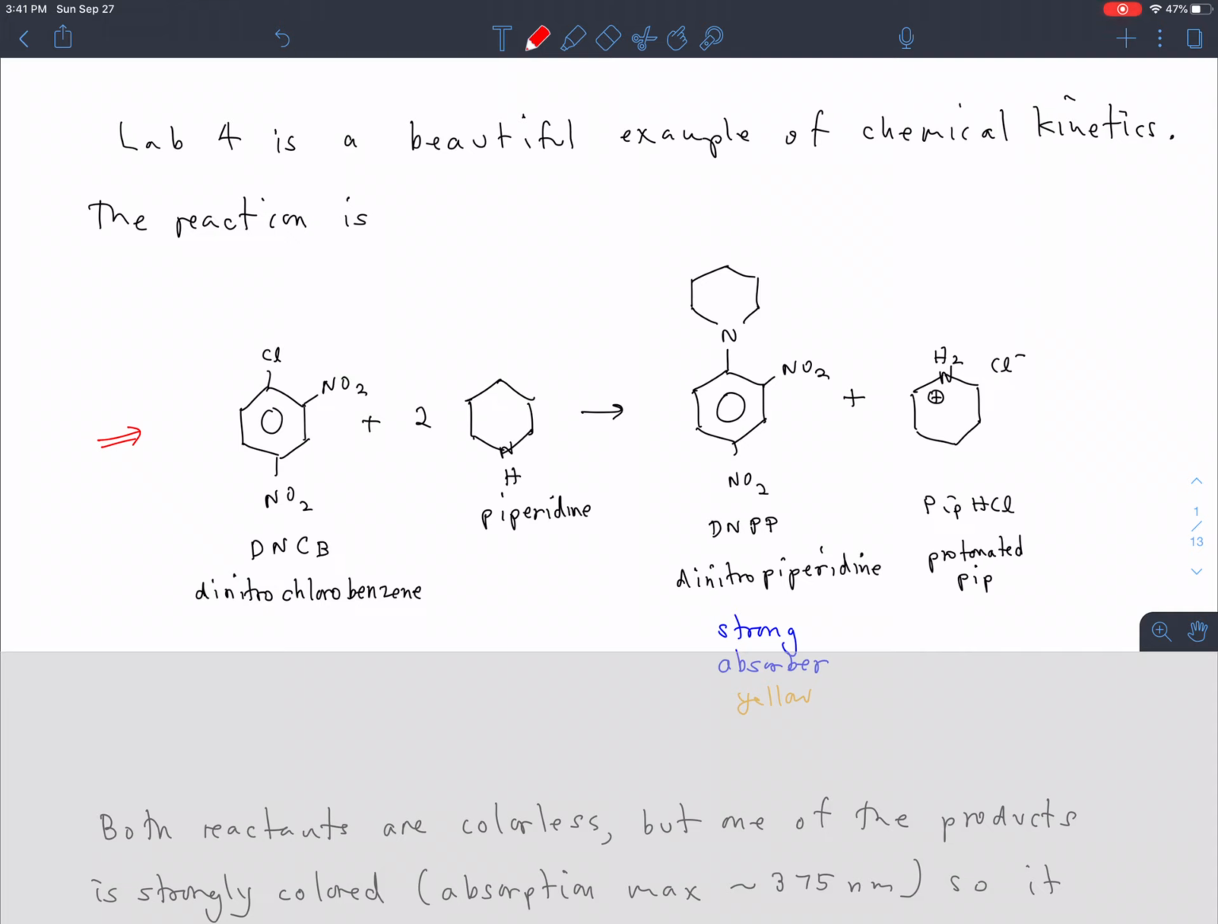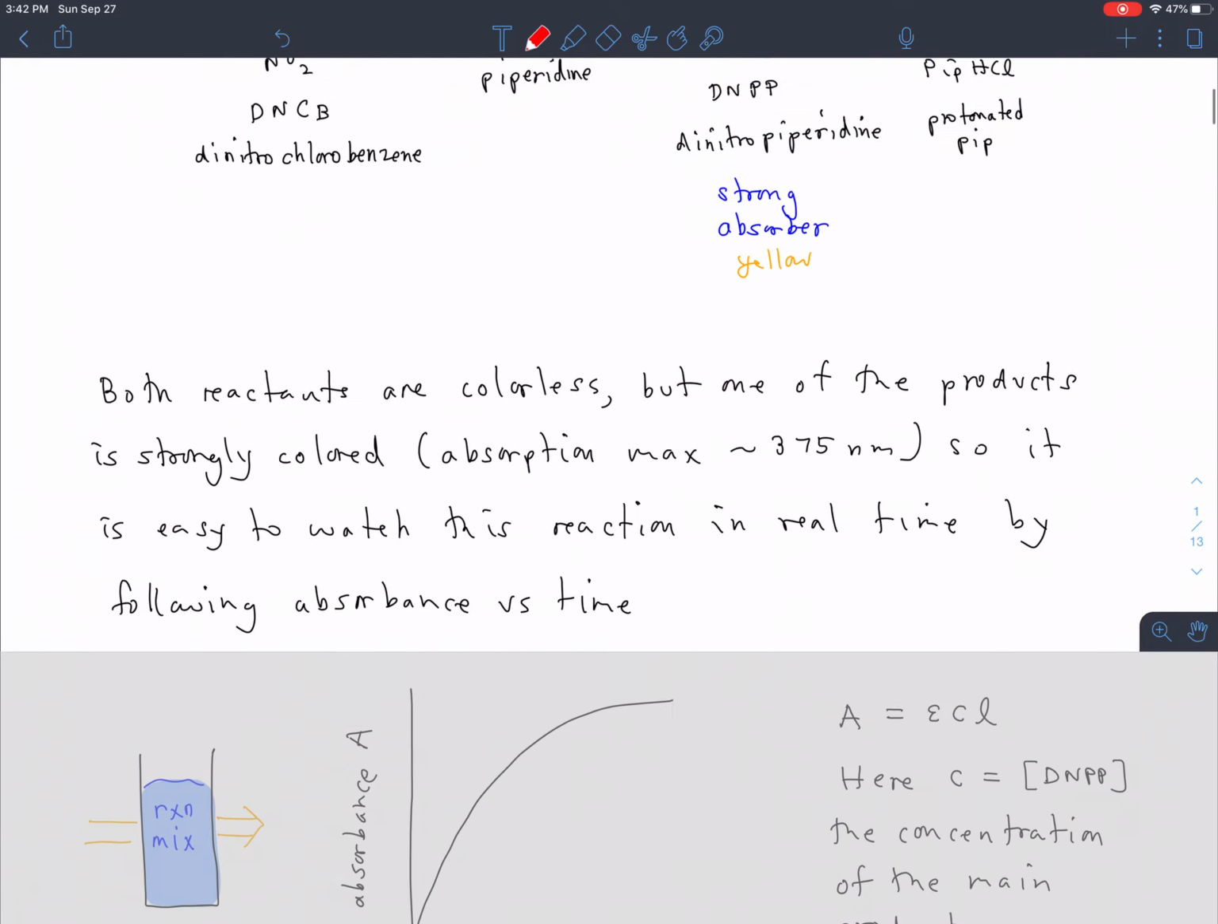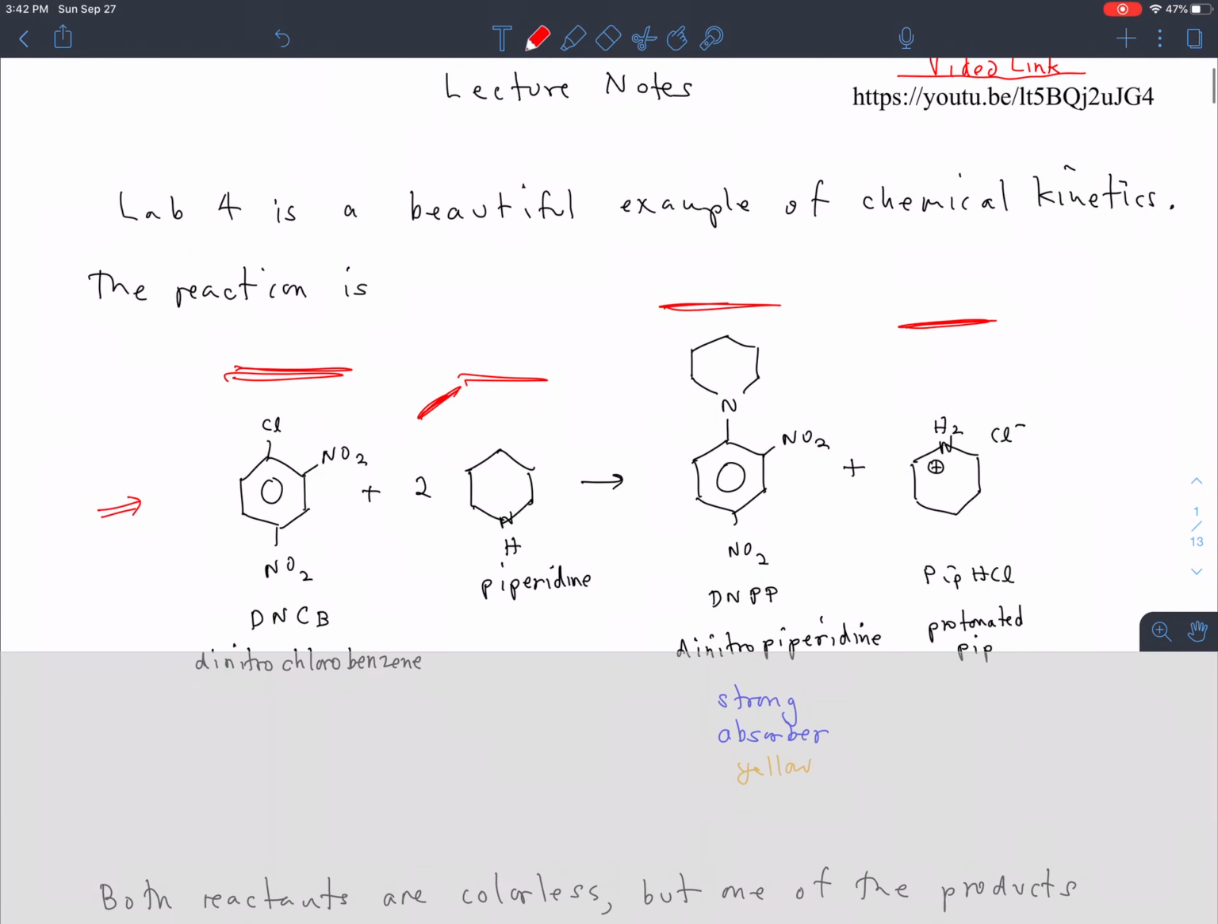This DNCB reacts with piperidine to form this yellow product DNPP and a piperidine left over, so 2 piperidines get used up for every 1 DNCB. The question is, once we've collected the data, how do we interpret that data?